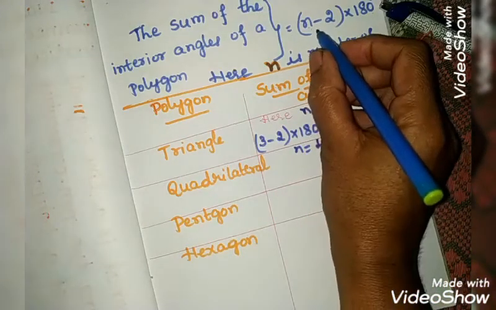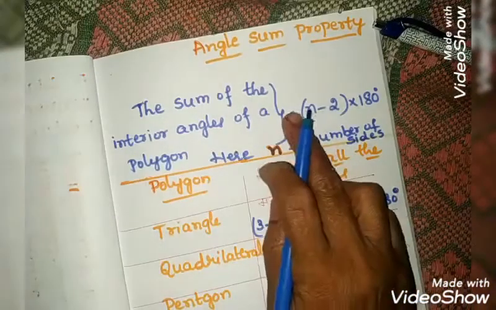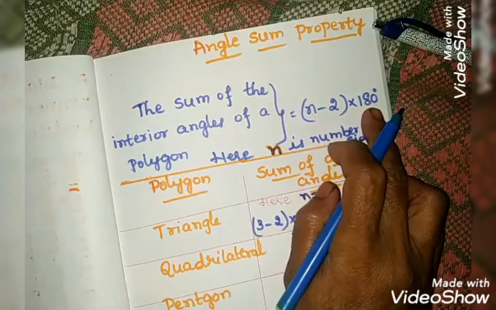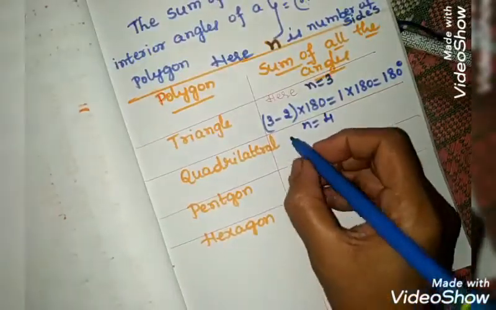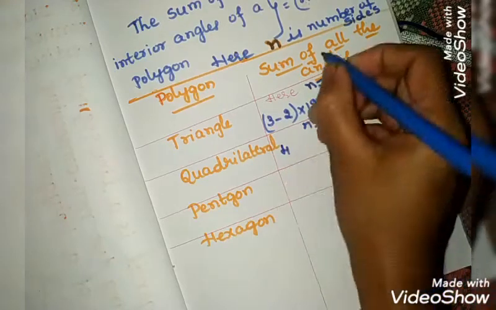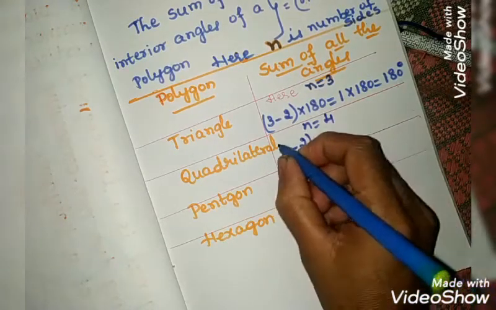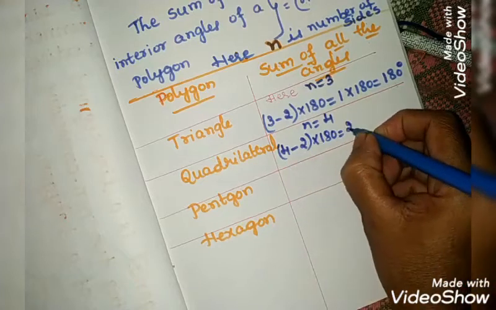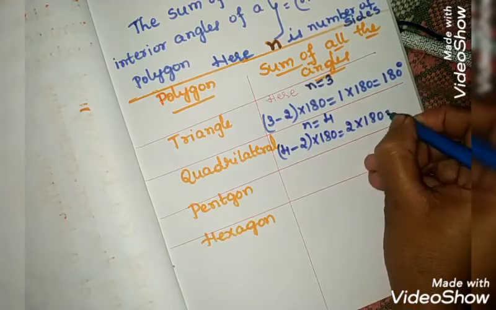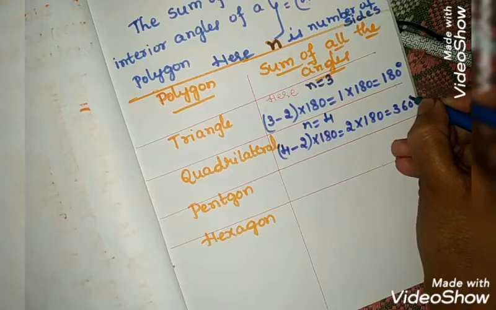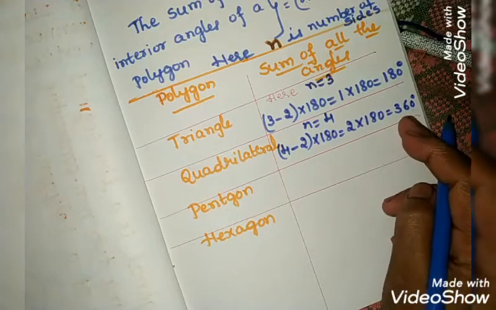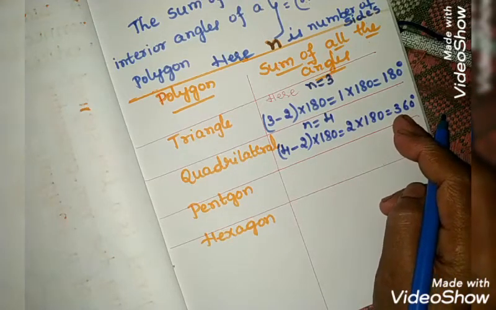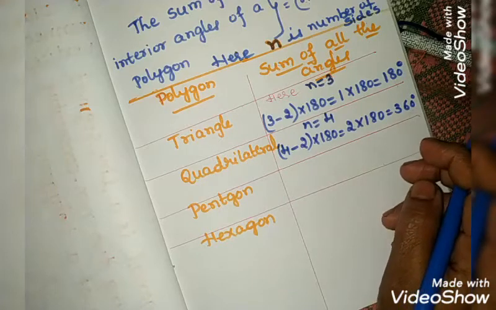Now, let us use the same formula, (n minus 2) into 180 degree, for this. n is 4, so 4 minus 2 into 180, children. Correct? 4 minus 2 is 2. 2 into 180 is 360 degree. So, we got 360 degree. That is the sum of all the angles of a quadrilateral.